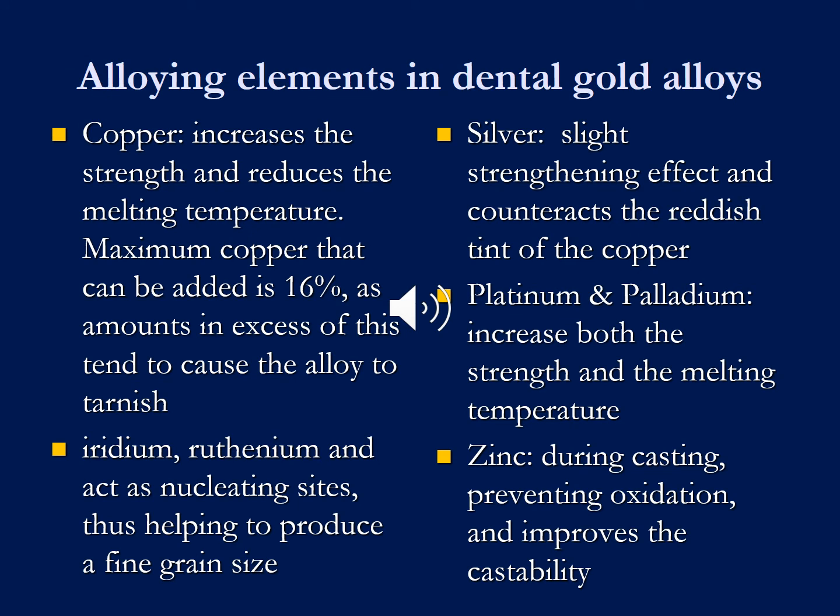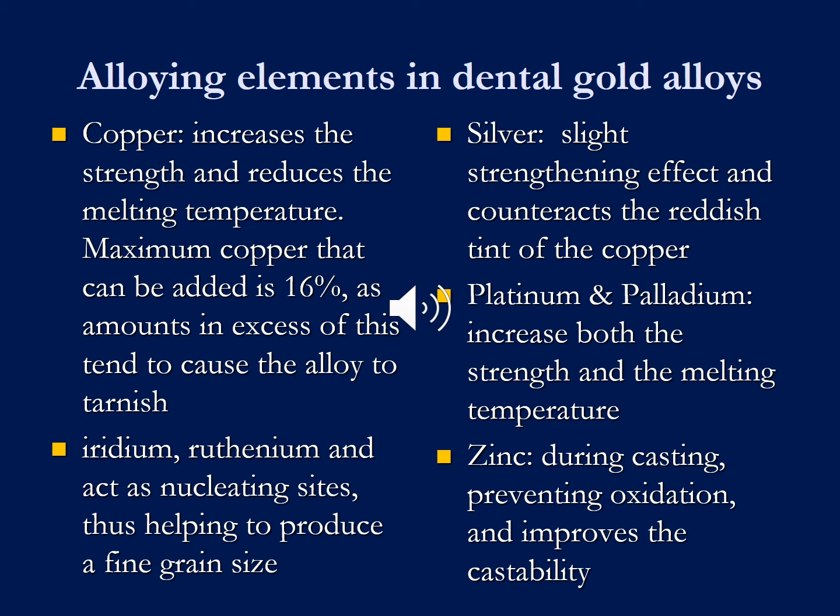Alloying elements in dental gold alloys. The largest fraction by far of these alloys is gold, with lower amounts of silver and copper. Some formulations also contain very small amounts of platinum, palladium, and zinc. The copper is a very important component, as it increases the strength, particularly of the type 3 and type 4 gold alloys, and it reduces the melting temperature.